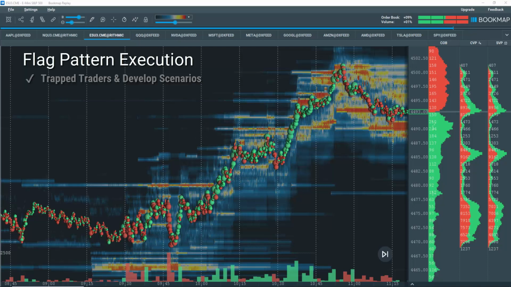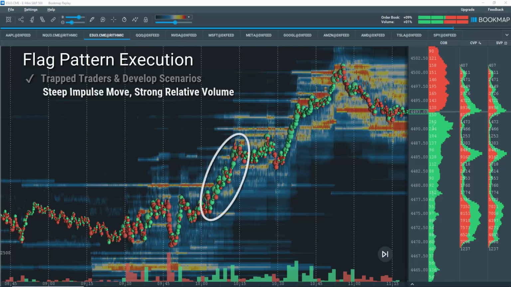Next, let's grade the impulse move. Is the move strong? Is the angle steep? This means it is a powerful move which is needed to pull away from the consolidation area. Do we see strong and consistent relative buy volume within the expansive move? Yes, but it would be better to see even more volume.